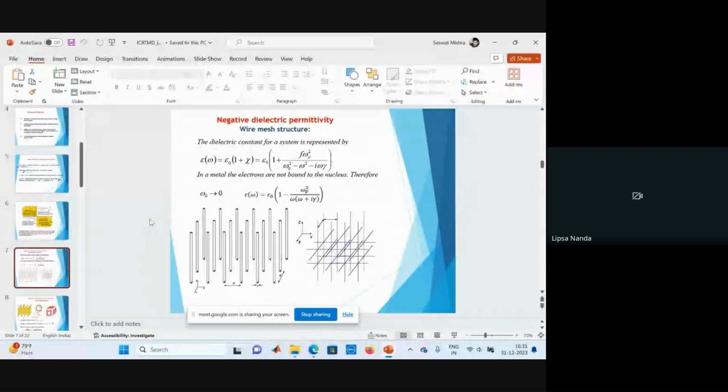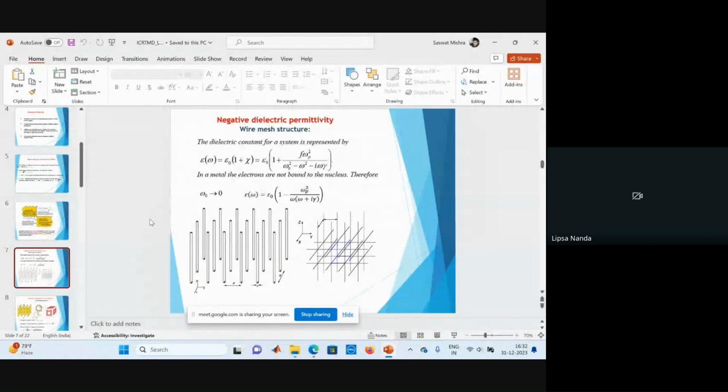In the case of a metal, we know that the electrons are not actually bound to the nucleus, and therefore the resonant frequency omega naught tends to 0. In this case, F is a filling factor and omega p is the plasma frequency. When omega naught tends to 0, a negative sign comes in between. It means that when the frequency is less than the plasma frequency, epsilon automatically becomes negative.